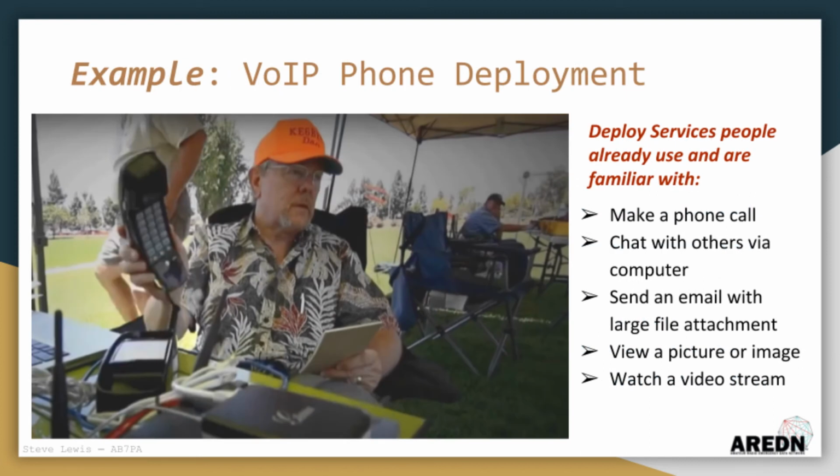Whenever possible, deploy services that people are already familiar with. These days, anyone can pick up a telephone and call someone's phone number. They're used to chatting with friends and coworkers using their computer keyboard. Almost everyone can read and send an email, often with large files or photos as attachments. People are used to pulling up a photo or image in their web browser or watching a streaming video from a website. These are the types of services that would be a good fit for AREDN networks. In this example, several stations were set up as part of an EmComms exercise. Participants were able to pick up a standard telephone to dial or answer phone calls between distant locations, and all of that was transmitted by RF using AREDN networks.